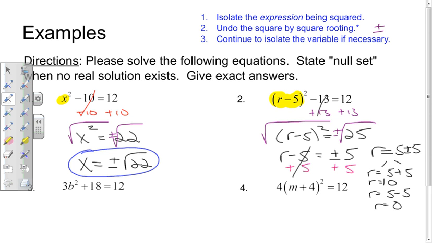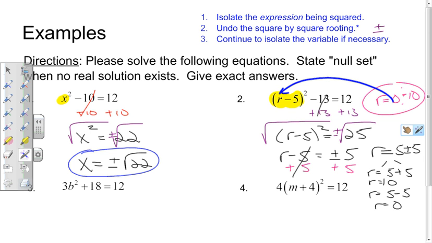Notice it's not like my previous answer where it's plus or minus the same thing. I, in fact, am getting, I'll write the answer up here, r equals 0 and r equals 10. They're my answers. Again, they are my answers because I can plug both of them back into the original problem and see that when I use the order of operations to simplify the left side, I'll in fact get 12. And you could actually do that on your calculator.